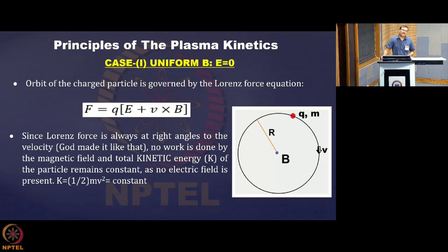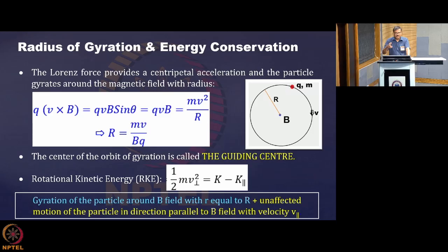In the direction of V, it is not applying any force. That is why the kinetic energy of the charged particle, half mv square, remains constant when you have applied no electric field. As long as the electric field is not there, its kinetic energy will remain constant when you apply a magnetic field. So constant kinetic energy is an important property for motion under a magnetic field when the electric field is 0.